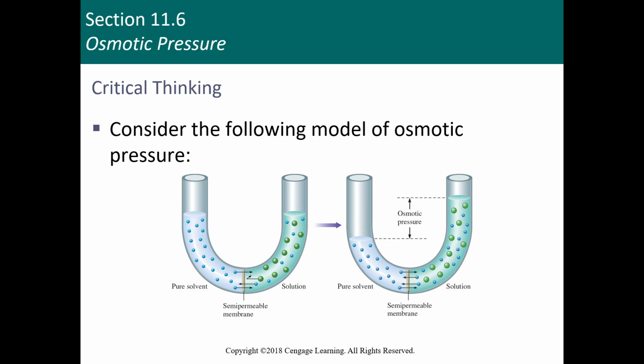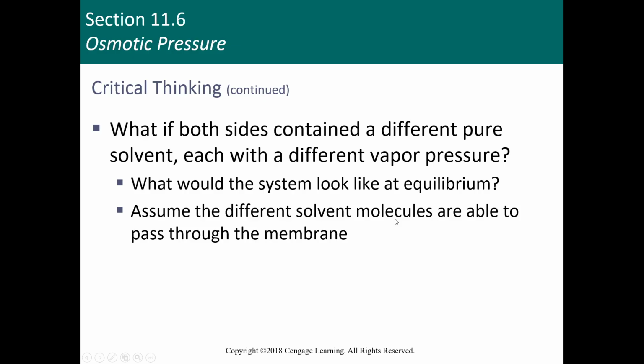All right, so let's consider the following model of osmotic pressure right here. We have a pure solvent, and we have right here a solution. The water is going to be rushing towards the solution, causing its volume to increase, and the volume of the pure solvent to decrease. This difference in that force is going to be the osmotic pressure. So what if both sides contained different pure solvents, each with a different vapor pressure? What would the system look like at equilibrium? Assume the different solvent molecules are able to pass through your membrane.